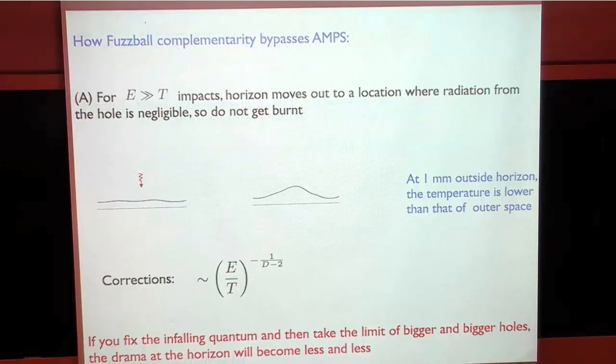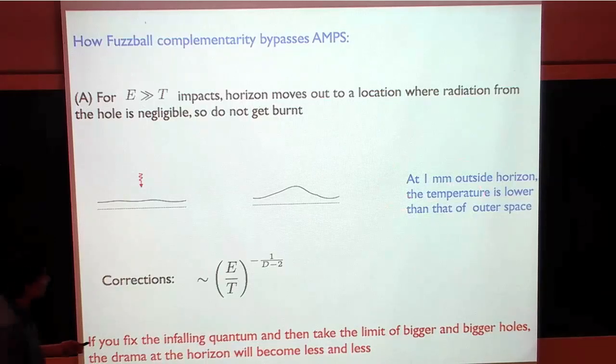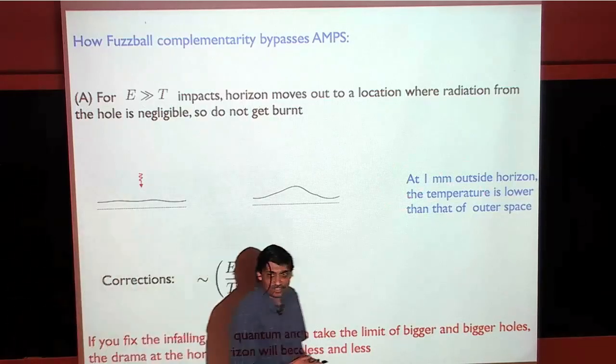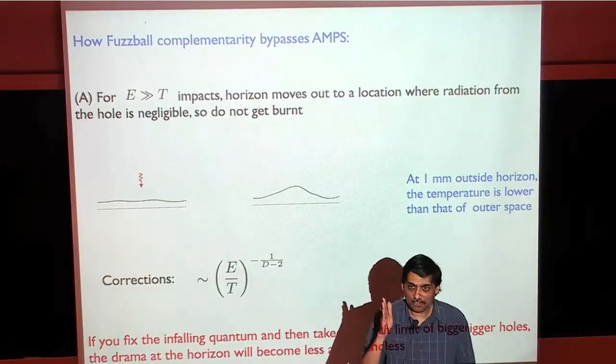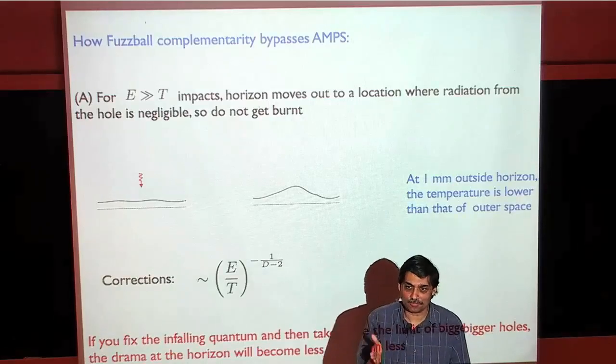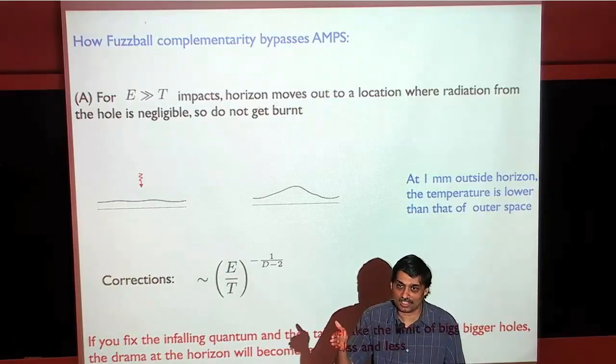What, you have an E, a T, and a 1 millimeter. How are these things related? Yeah, so this one is actually simple. As you go away from the horizon, there's no E in that one. At Planck length from the horizon, the temperature is Planck. At 2 Planck length, the temperature is Planck energy by 2, and so on.